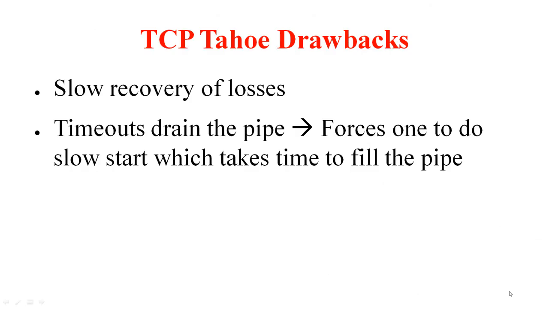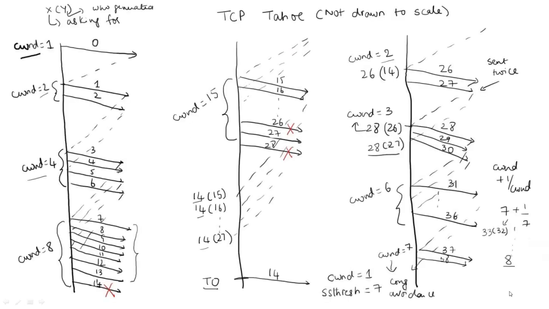And not only that, these timeouts are going to drain the pipe, in which case one has to fill the pipe again through slow start, which takes time. So this is also shown here, where during this time you have drained out the pipe, and to reach this value of congestion window, again you have to spend some time to fill up the pipe.